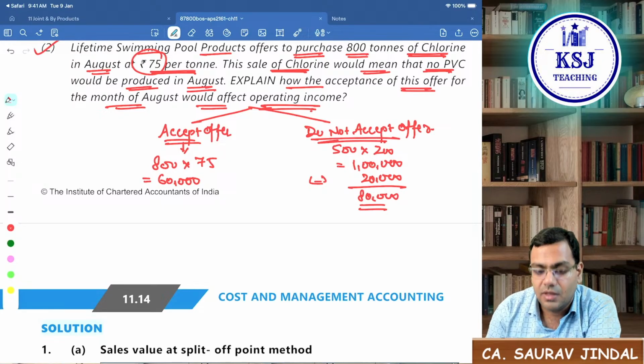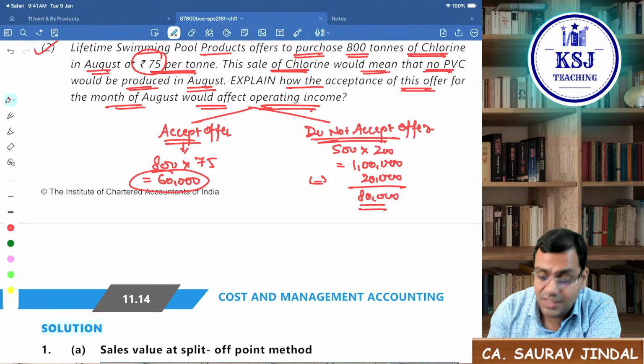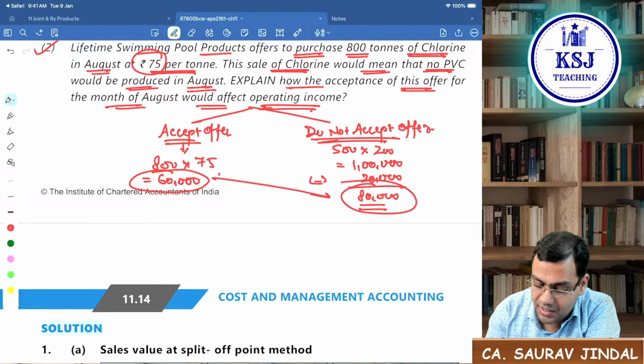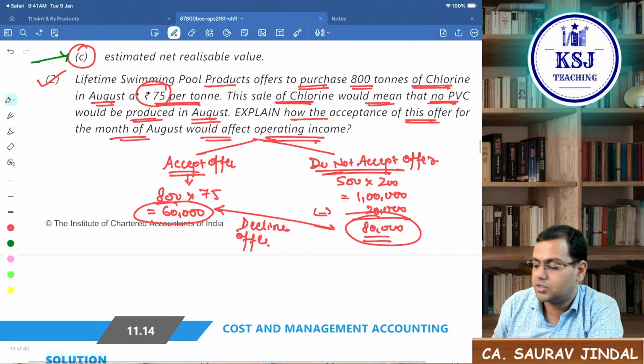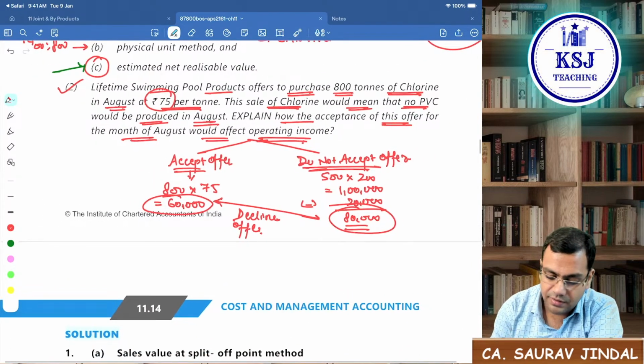So what should be done? Here, if you accept the offer, your income is 60,000. If you convert it into PVC and sell, your income is 80,000. So what should be done? Decline the offer. Decline the offer of Lifetime Swimming Pool Products. Right?